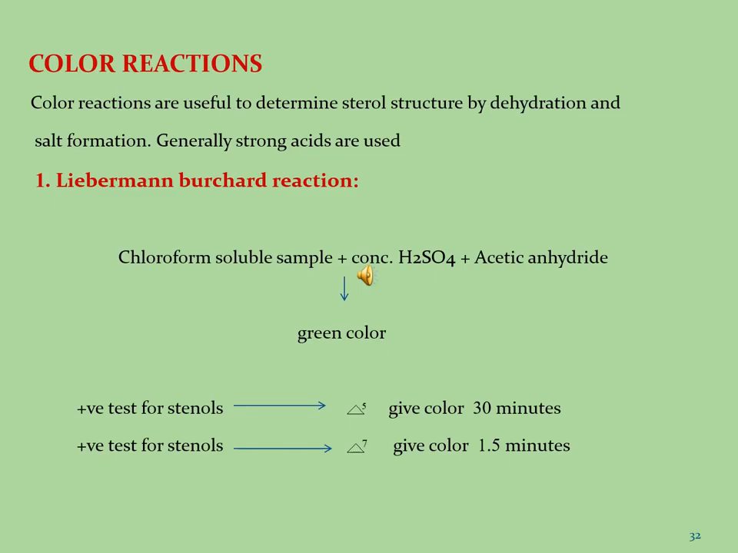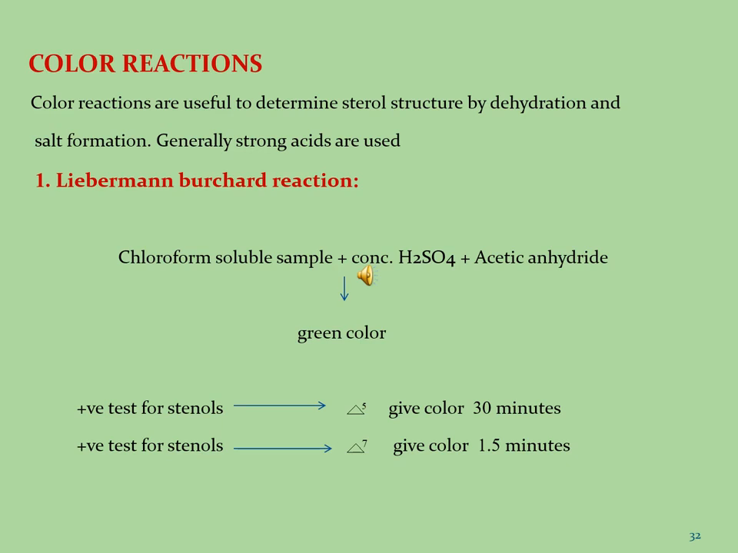Here in this slide, we will discuss some important identification tests and color reactions which are useful to determine sterol structures by dehydrations and salt formation. Generally, strong acids are used. The first reaction is Lieberman-Burchard reaction. In this reaction, the sample is taken in chloroform and few drops of concentrated sulfuric acid is added along the side walls of the test tube. Then added acetic anhydride and we observe green color.